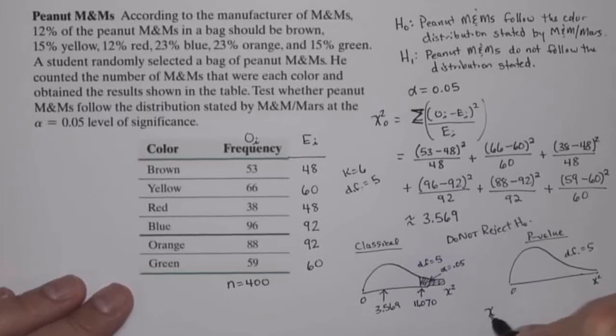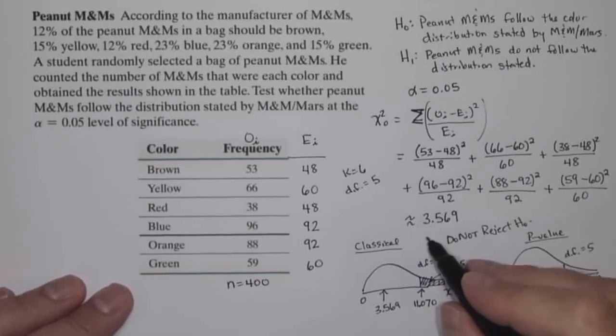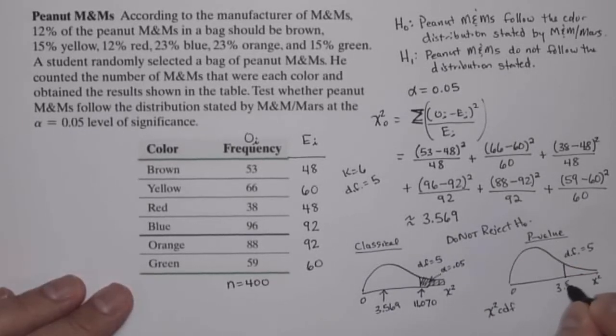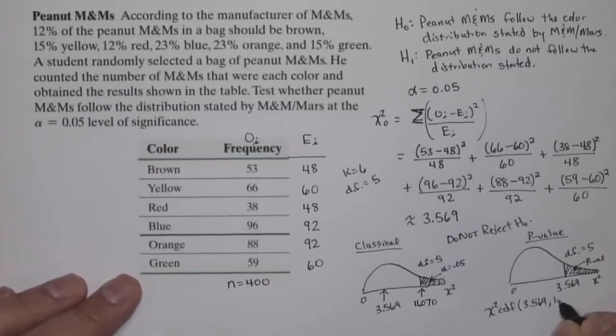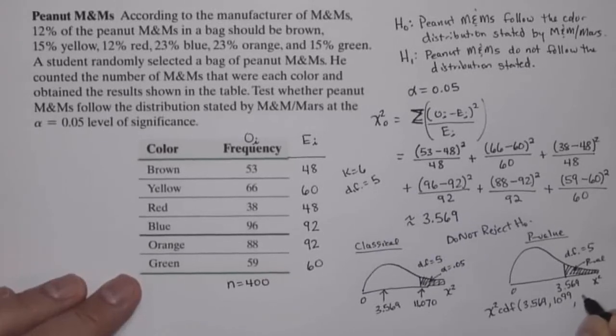So my command will be chi-square CDF. In this particular case, my test statistic is 3.569. Since it's always a right-tailed test, my p-value will be the area to the right of that 3.569. So this will be the p-value. So again, I can use chi-square CDF to find that area: chi-square CDF, 3.569 to a big number, 10 to the 99, and I have 5 degrees of freedom.